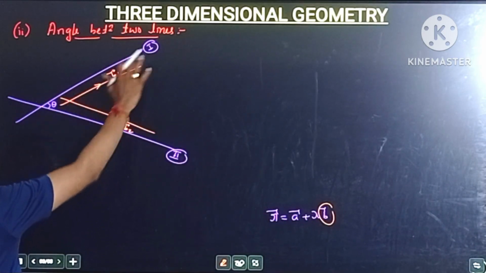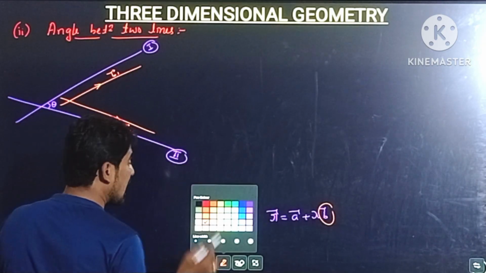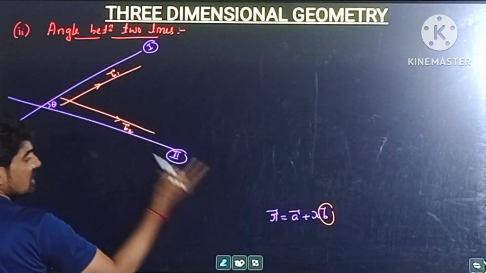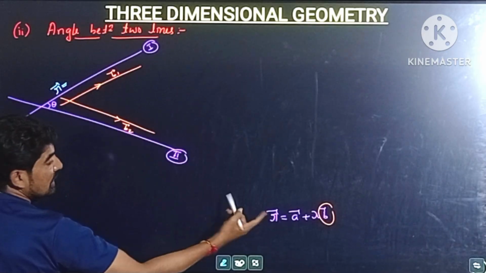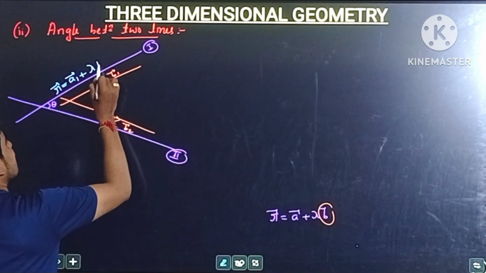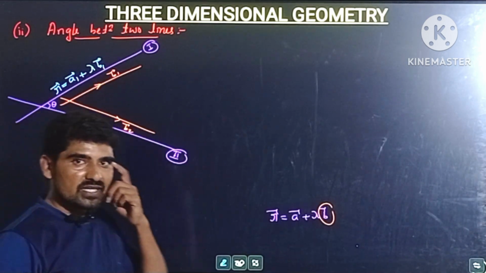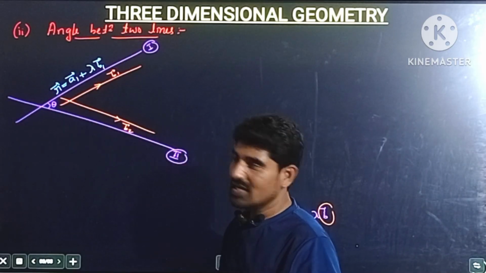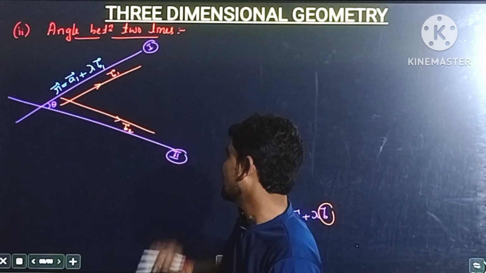So b1 vector is the parallel vector of the first line and b2 vector is the parallel vector of the second line. And the equation of the first line is r vector is equal to a1 vector plus lambda times b1 vector, where a1 vector is the position vector of the point through which the first line is passing and b1 vector is the parallel vector of the first line.